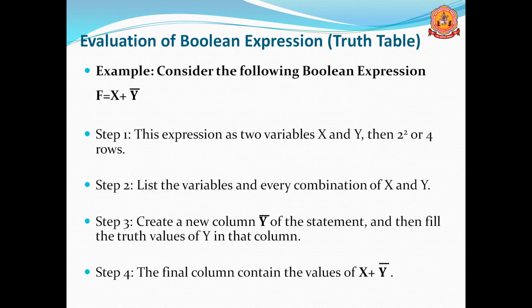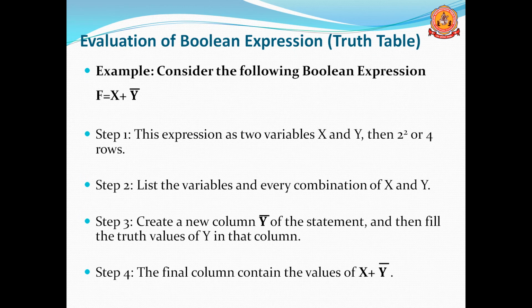So we'll take one example. Consider the following example Boolean expression: f is equal to x plus y dash. This expression has 2 variables, one is x and the second one is y. So we require 2 raised to 2, which means 4 rows are required.